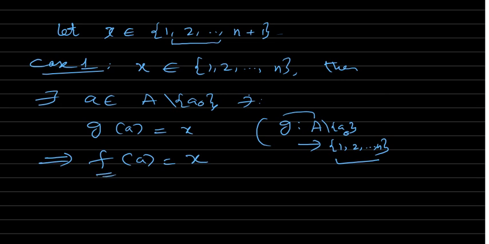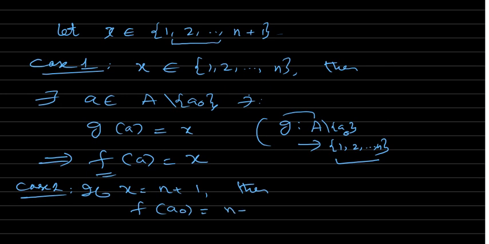So second case, now if x is equal to n plus 1, then clearly f of a naught is equal to n plus 1. So in both the cases we have a preimage of x under f in the set A. So this f is both 1-1 and onto. Now its converse. So this was very simple. That's the direct part. Now the converse part of this theorem.